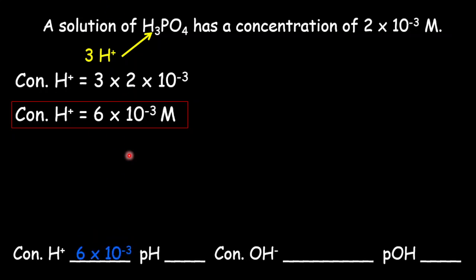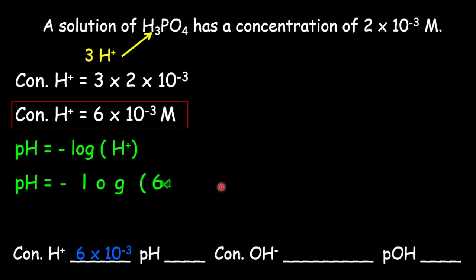Once we find the concentration, we can go ahead and find our pH. Again, remember it is minus log multiplied by the concentration of H plus ions. Let's quickly substitute and put our values in. So pH equals minus log multiplied by 6 times 10 to the minus 3, which is the concentration of H plus ions.